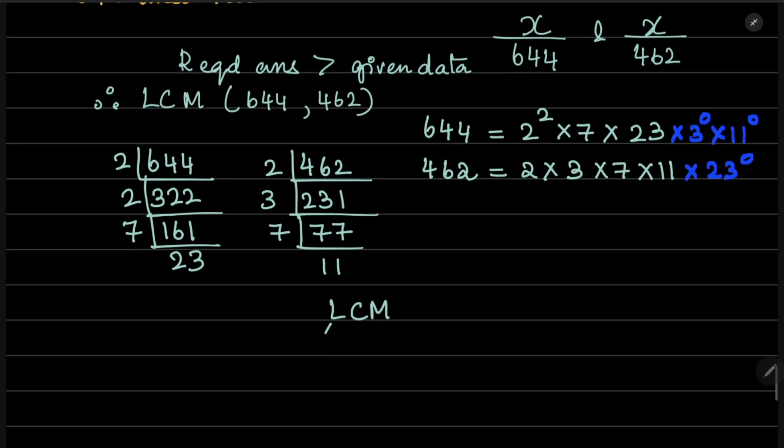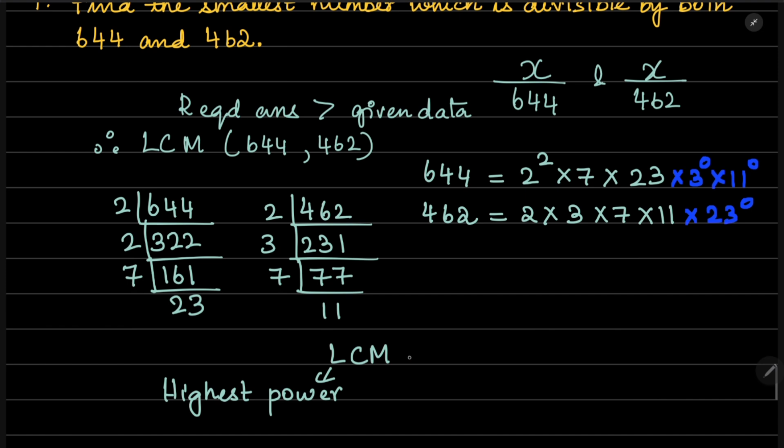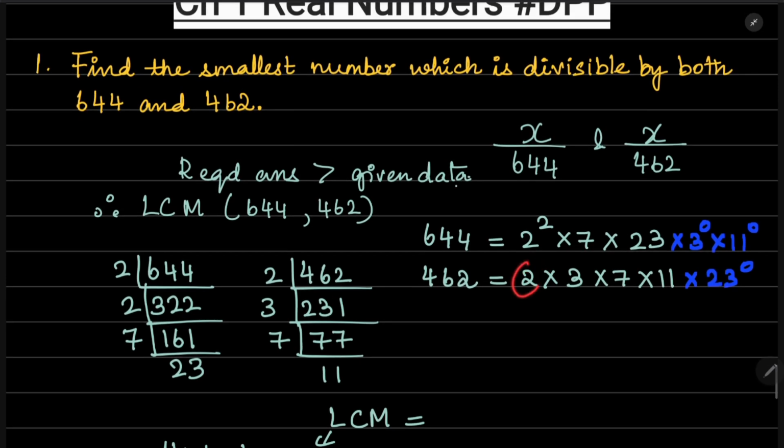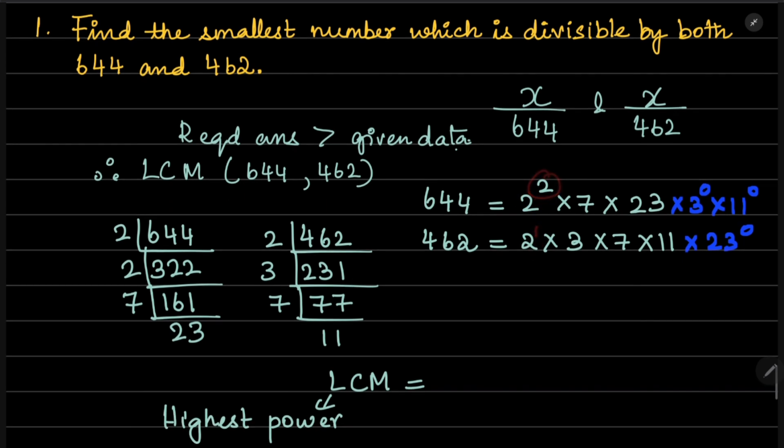Now for LCM, you will be taking the highest power, right? You have to take the highest power of each prime factor. Let's do 2 first. What is the highest power of 2 among both? This is 2 to the power 1, this is 2 to the power 2. So 2 to the power 2. For 3, what is the highest power? This is 3 to the power 1 and 3 to the power 0. So the highest is 3 to the power 1. For 7, it's common. For 11, it's again 11. And for 23, it is 23.